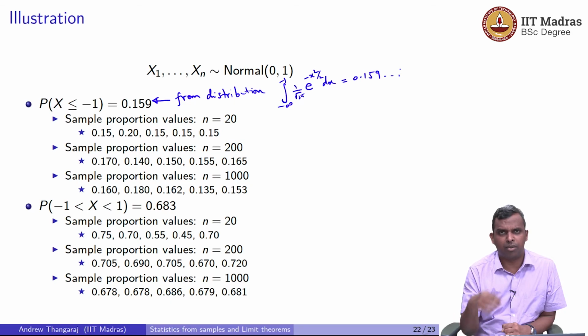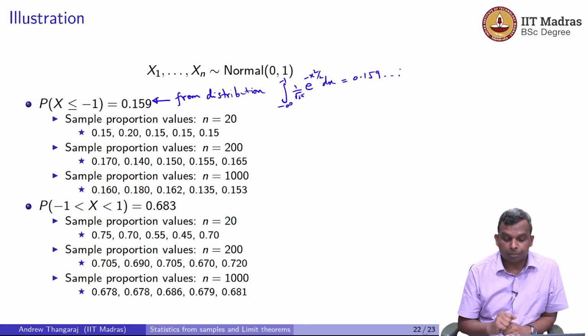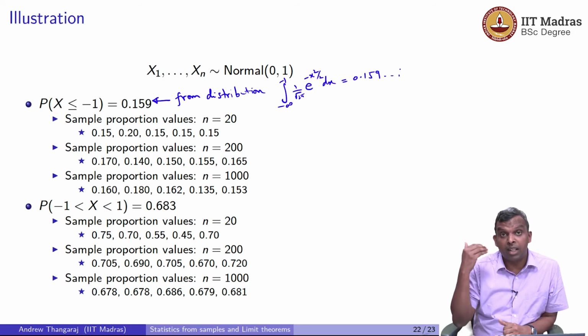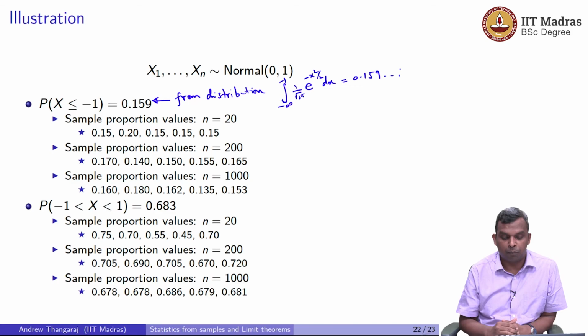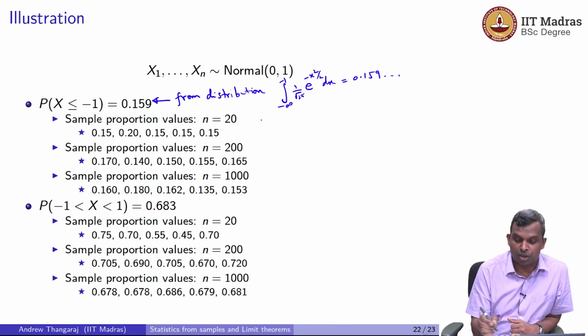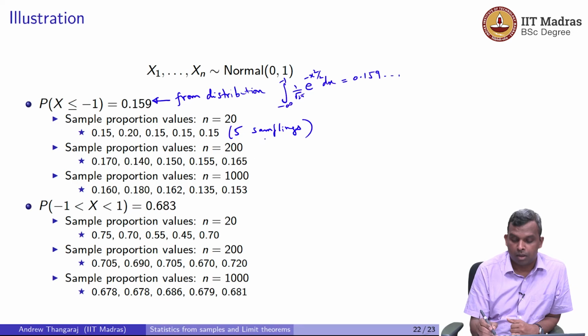You know how to do this, right? We have seen how this value can be obtained. Okay, so I took n equals 20 samples and actually found the sample proportion values. Okay, so I did this 5 times. Sample proportion values, 5 samplings. For each sampling I have computed the sample proportion.